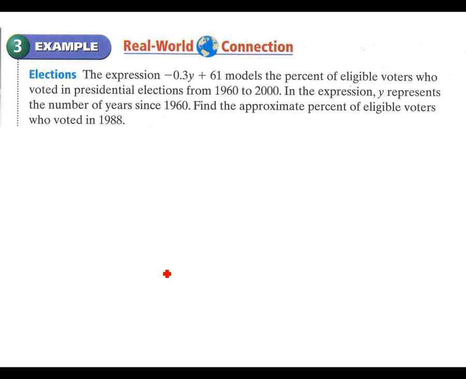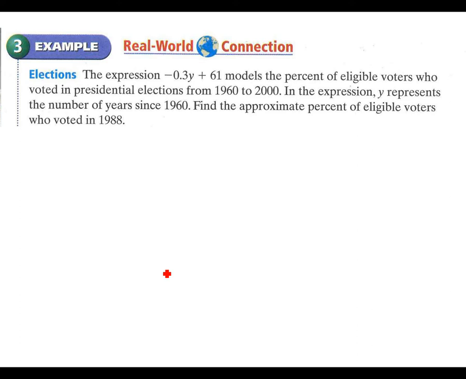All right, example 3. Let's take a look at a real-world connection here. Elections. So we have an expression, negative 0.3y plus 61, is a model for the percent of eligible voters who voted in presidential elections from 1960 to 2000. In the expression, y is the number of years since 1960. Find the approximate percentage of voters who voted in 1988.